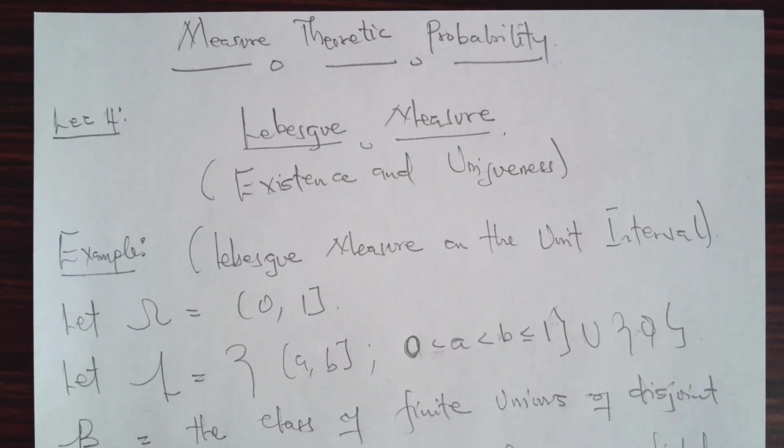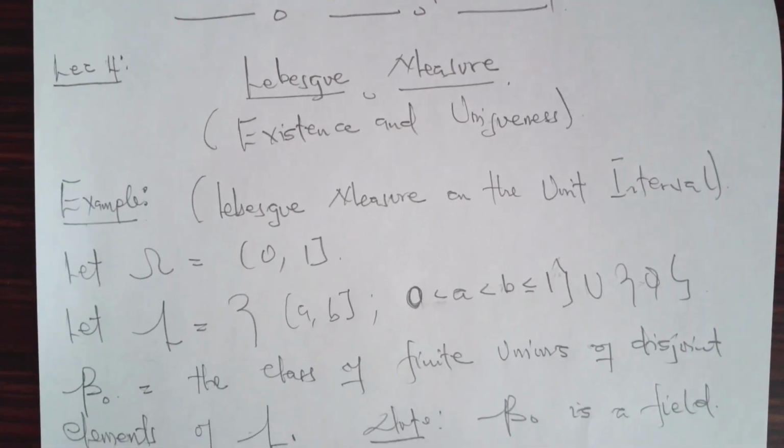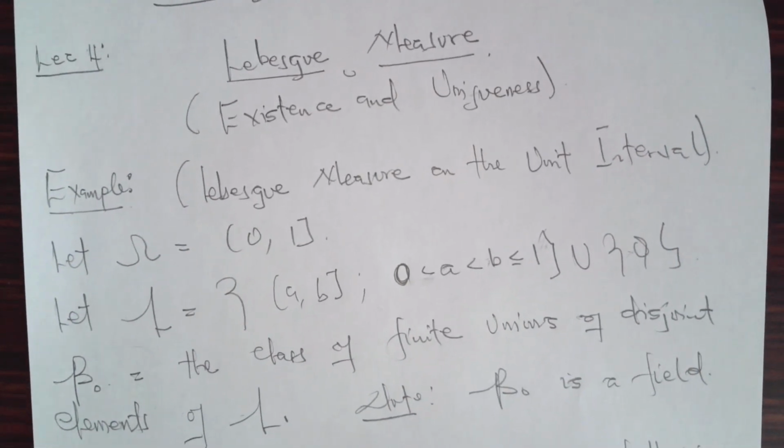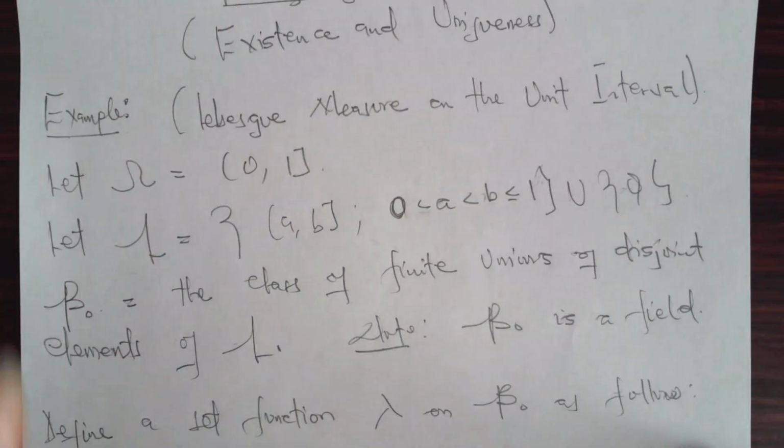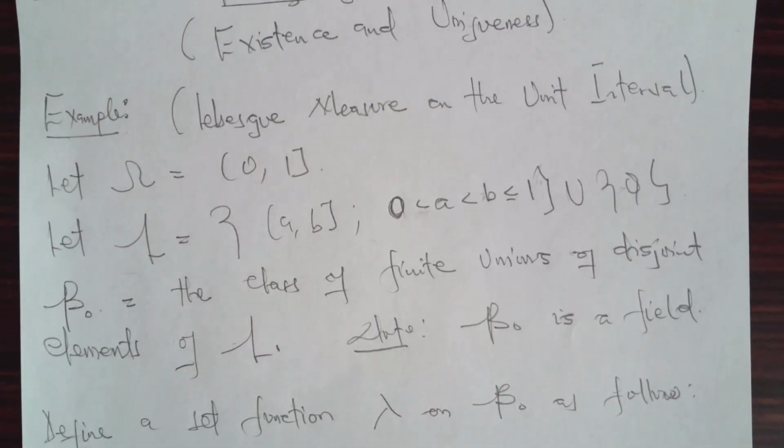This L is a class of subsets of omega, whereby these subsets are half open, half closed intervals (a, b], where a and b lie within the interval 0 and 1, and we union this class with the empty set. Let's consider another class, beta naught. This beta naught is the class of finite unions of disjoint elements of L. Note that beta naught is a field.